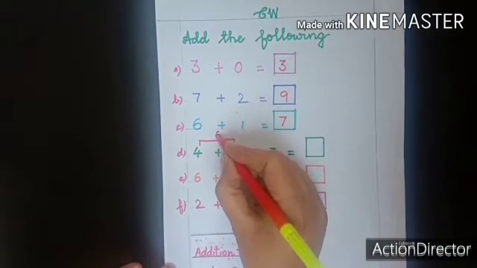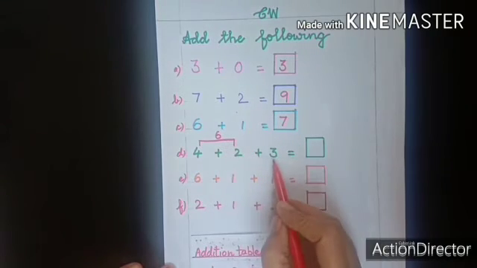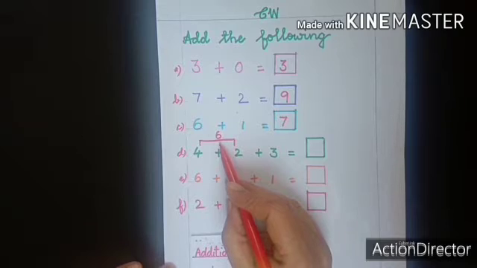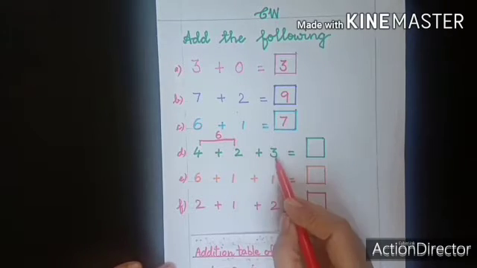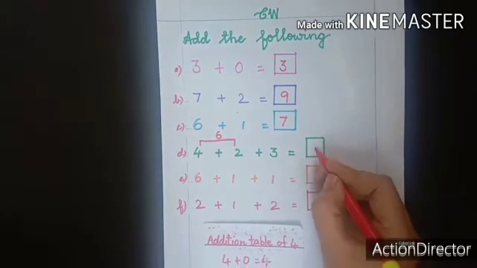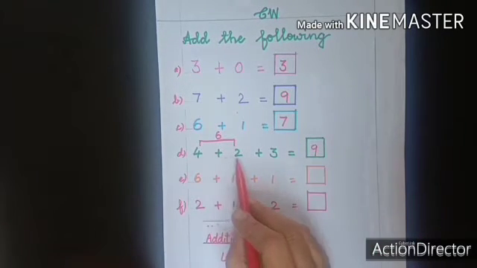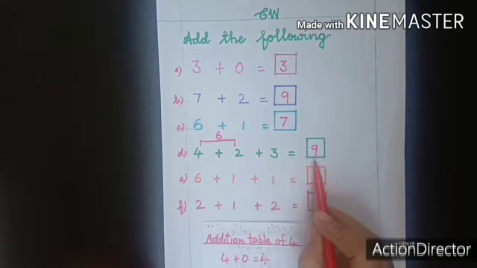So, write 6 here. Now add the third number 3 to the sum of the first two numbers, which is 6. So 6 plus 3 is equal to 9. Thus we can say 4 plus 2 plus 3 is equal to 9.